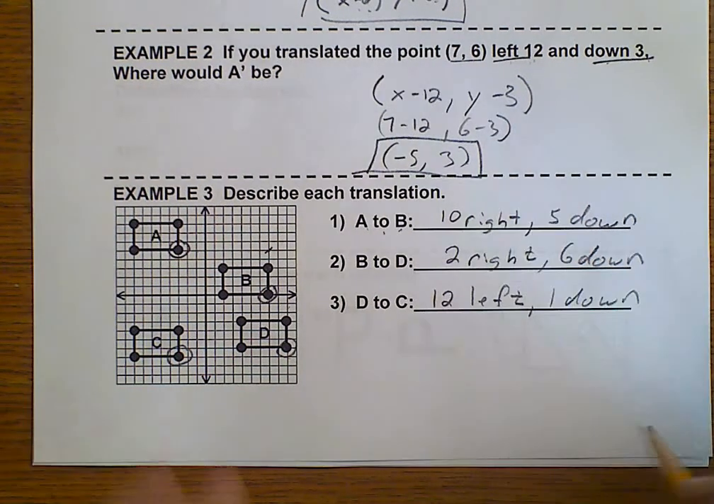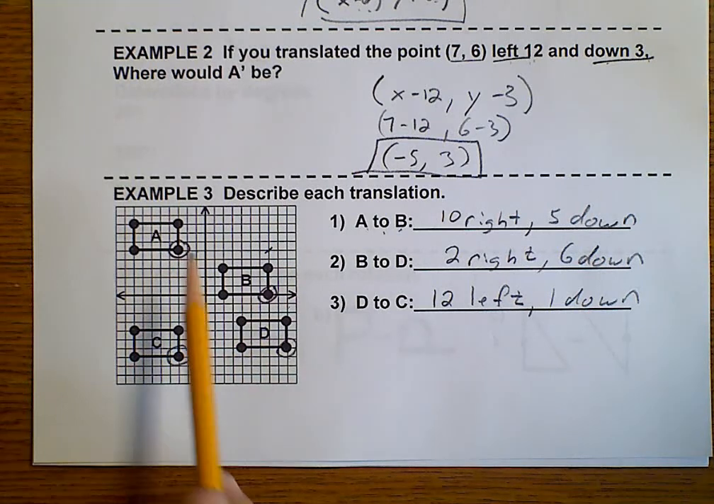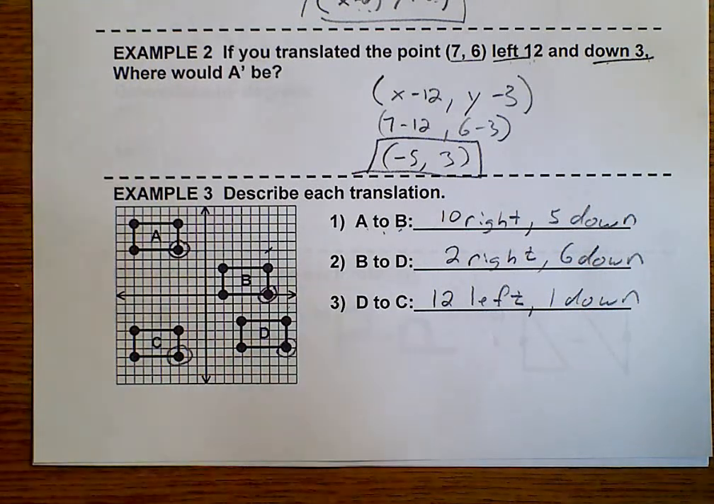And that's as easy as it goes. It's just a matter of counting and writing it down. Make sure that you always choose the same point. I picked the bottom right corner. You could use whichever corner you want so long as it's the same on all 4 shapes.